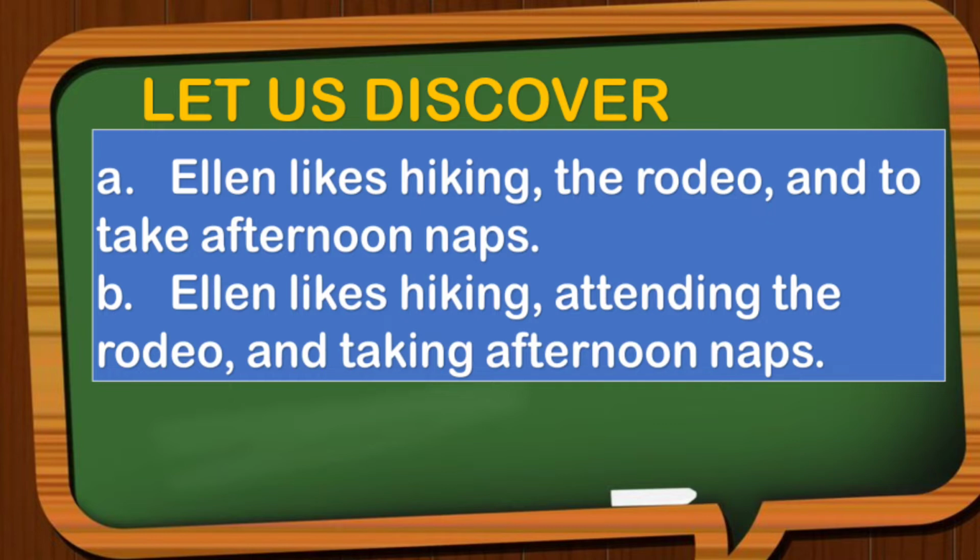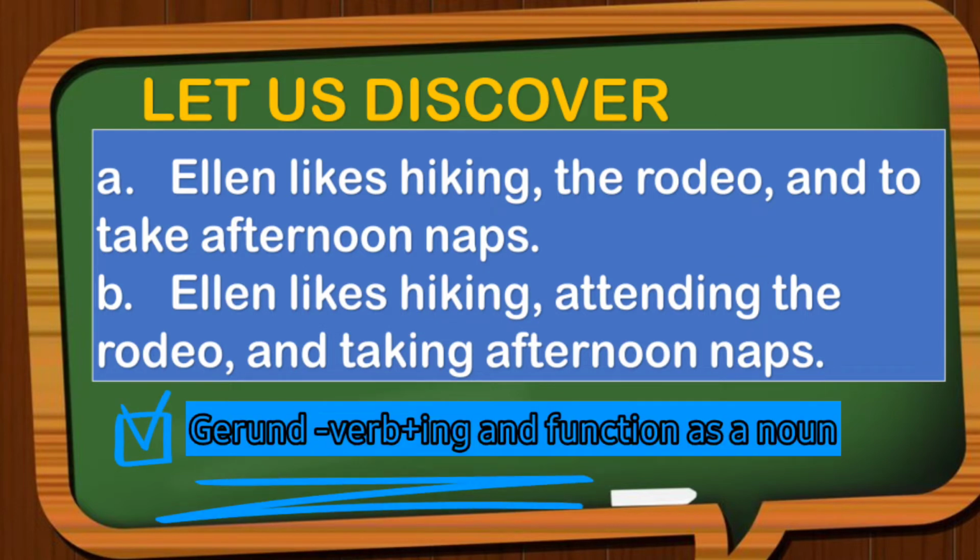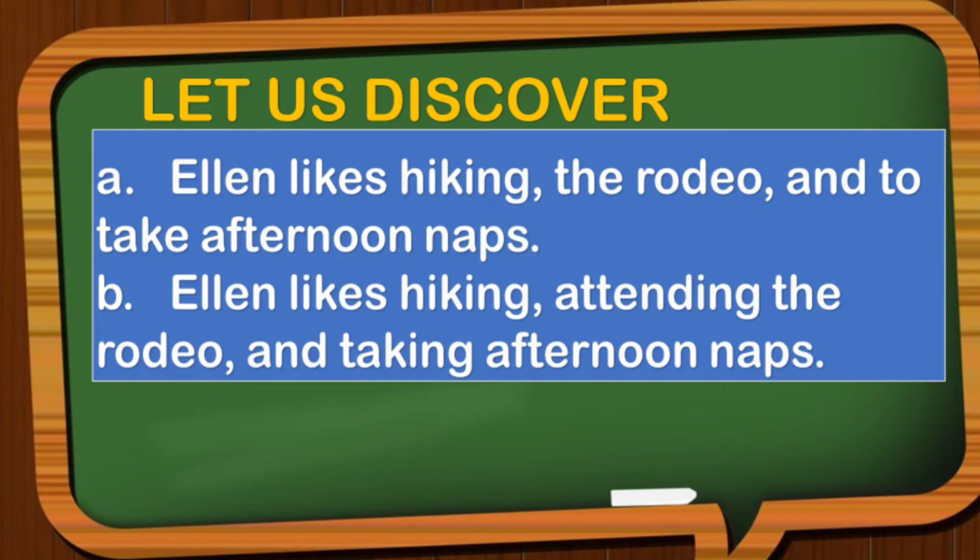Alright, as observed in the sentences, they are both grammatically correct. But we are talking about the parallel structure. As you can see here, the letter B is the parallel structure. Why? Because of the words hiking, attending, and taking. They are gerunds, or verbs ending with -ing that function as a noun. While in the letter A, they don't have a grammatical pattern. So letter B is the parallel structure.